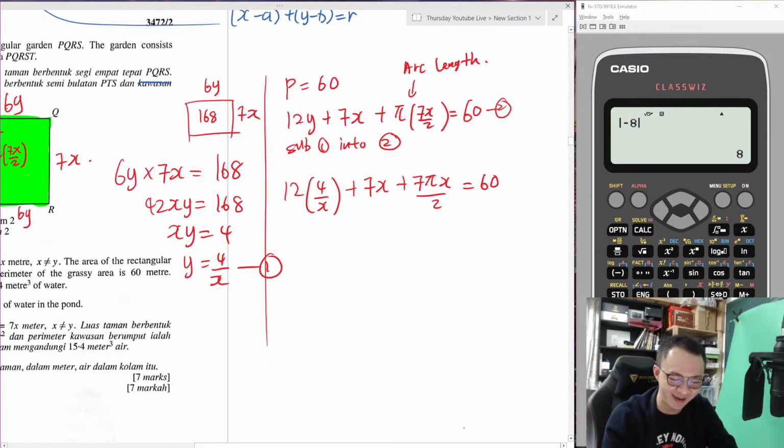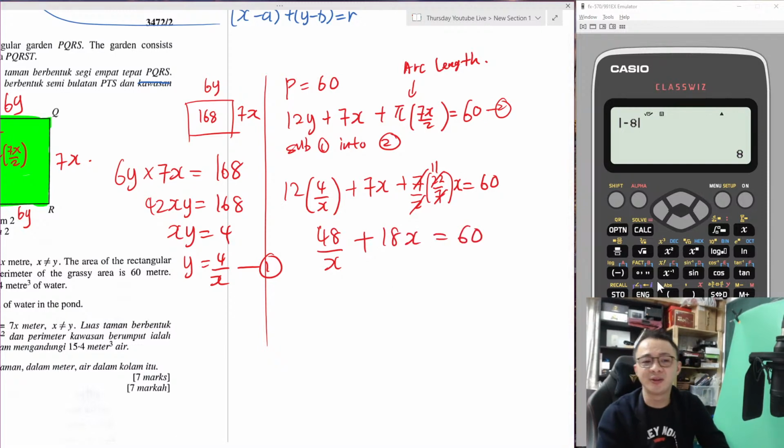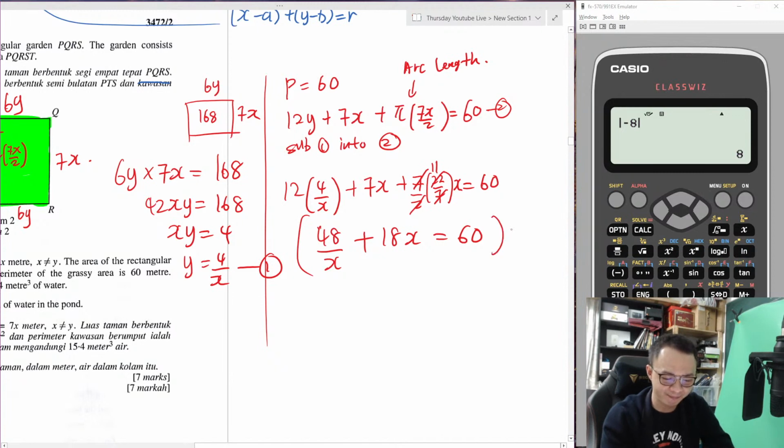Alright, let's solve the pi part here. Let me rewrite this one. This is 7 over 2 pi x. So 2 and this one I simplify, I get 11. Now it's better. So I have 48 over x plus 11x plus 7x, which is 18x, equals 60. I need to solve this equation by multiplying x to the whole equation. So it becomes 48 plus 18x squared equals 60x.